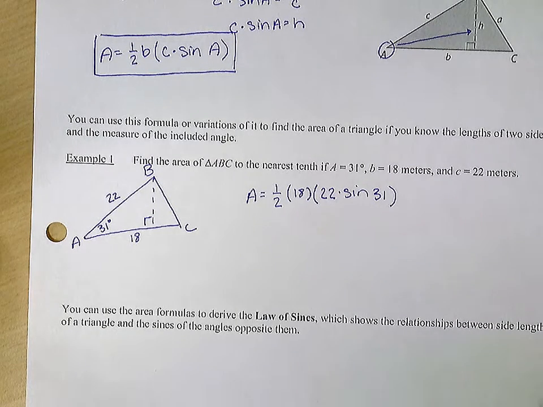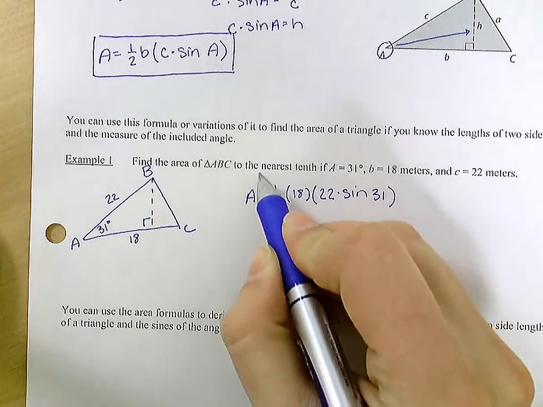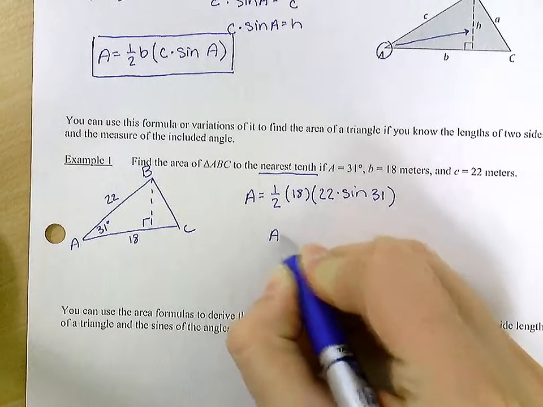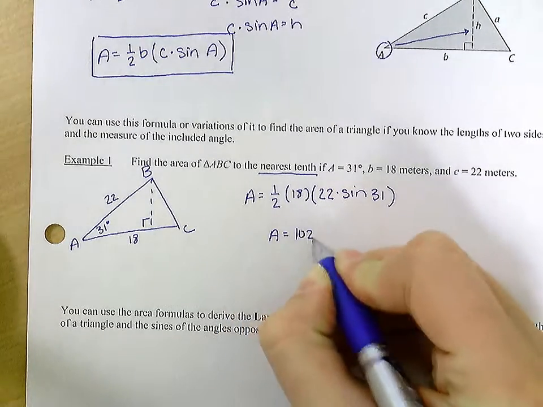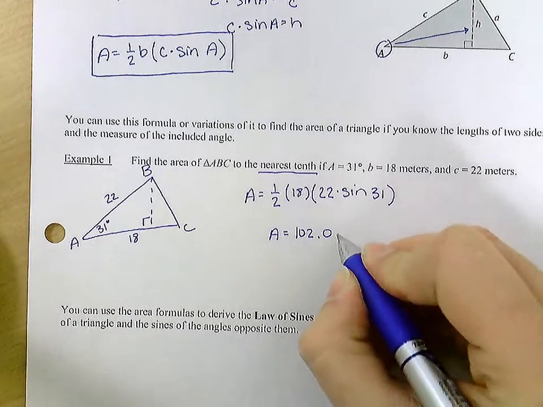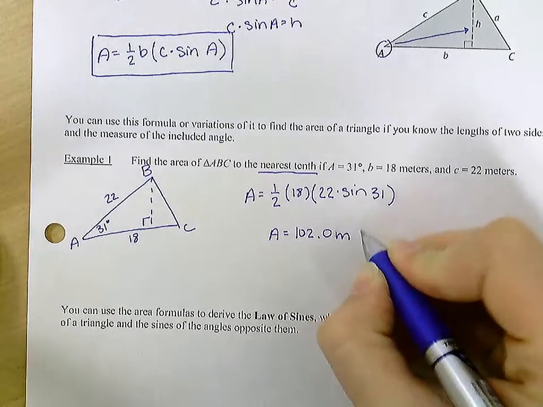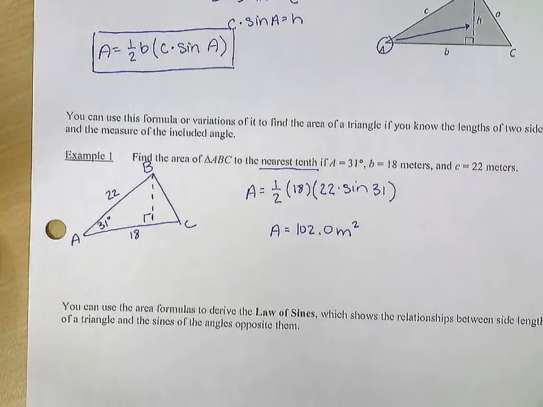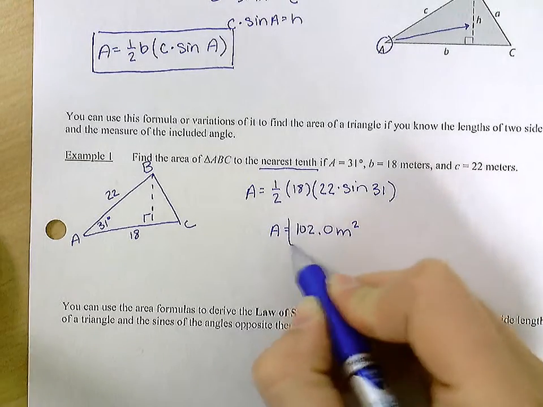101.97. So since it's asking us to round to the nearest tenth, I just wrote it as 102.0. If you wrote 101.97, that's fine. And this would be in meters squared because we're finding the area of that triangle.